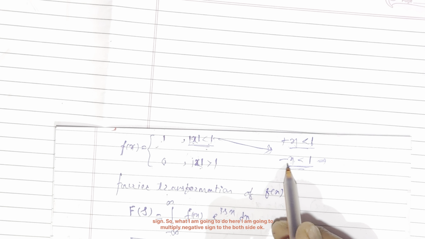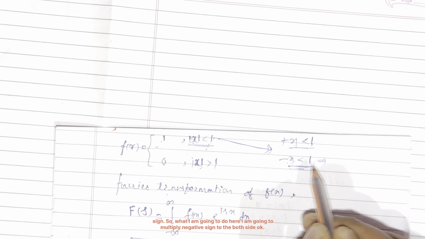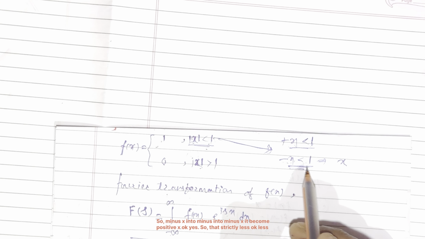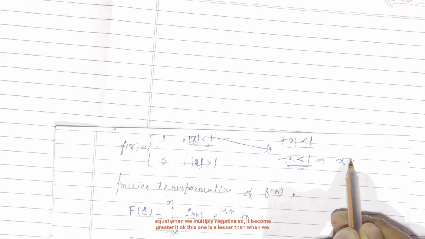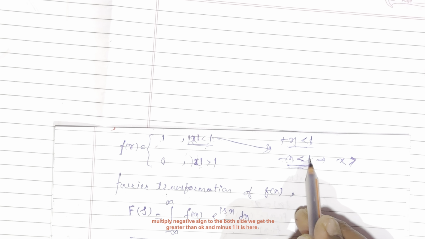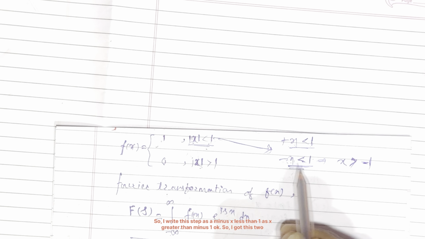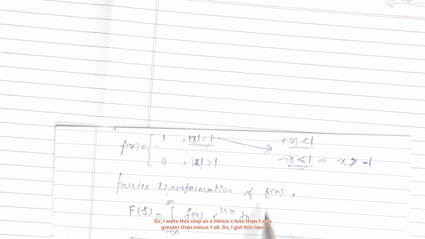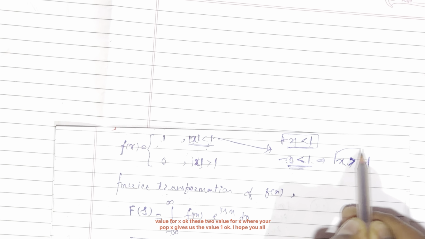We cannot define any value with minus x as it is, so let's remove that negative sign. I multiply the negative sign on both sides: minus x into minus becomes positive x. When we multiply by a negative, the less-than becomes greater-than, and 1 becomes minus 1. So I write this step as minus x less than 1 becoming x greater than minus 1. So I got these two values for x, where f of x gives us the value 1.